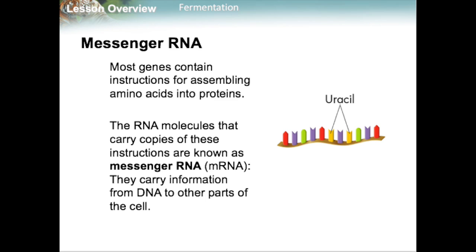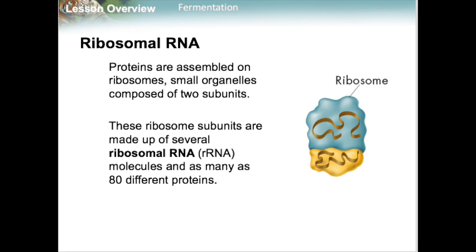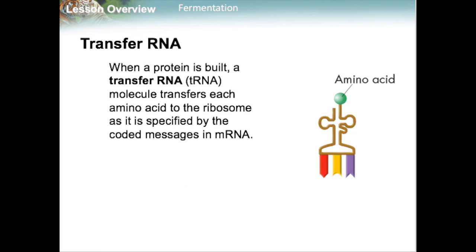So most genes contain instructions for assembling the amino acids into proteins. The RNA molecules that carry copies of these instructions are known as mRNA. They carry information from DNA to other parts of the cell. Proteins are assembled on the ribosomes, which remember are located on the rough endoplasmic reticulum, or rough ER. So these ribosome subunits are made up of ribosomal RNA, and they can make up to 80 different types of proteins. And then once the protein is built, a transfer RNA molecule transfers each amino acid to the ribosome as it is specified by the coded messages in mRNA.